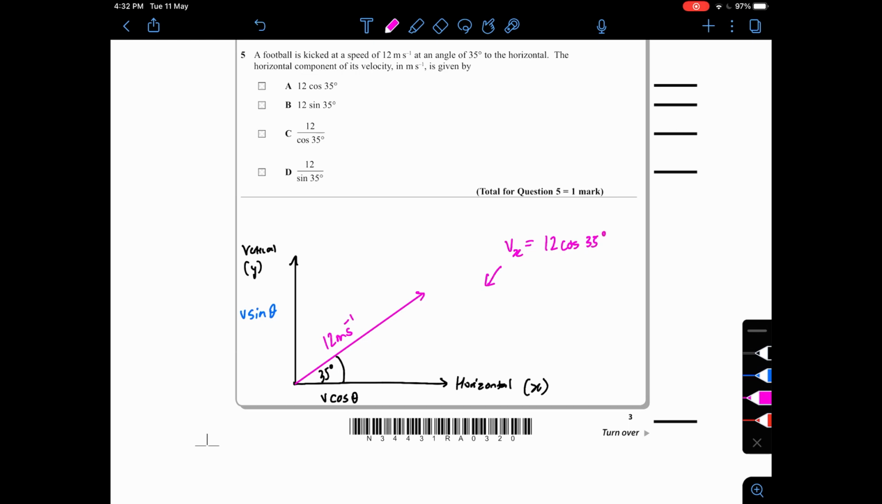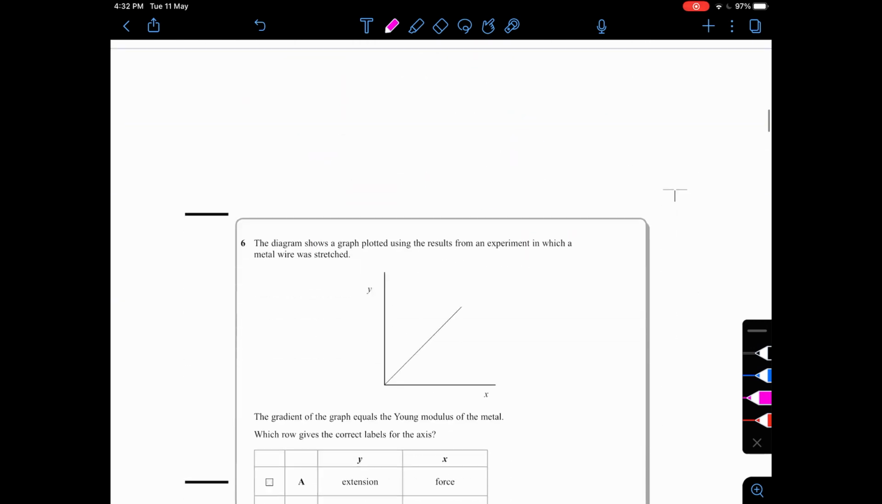So we go back to our questions, and we can see that A is the only one that refers to 12 cos 35. This one is referring to the vertical, which we don't want. This is to confuse you, and this is also to confuse you. All right. Question number 6.